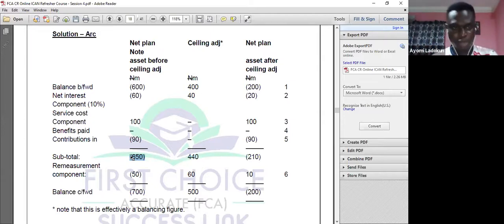Okay, so we have 600 plus 60. Yeah, so this is correct. This is 650. So what you do is you had 660, right? Then the service cost component, because it's a charge. Then you have this 100. Then you had back this 960. You had this 960. Then you have how much is that?